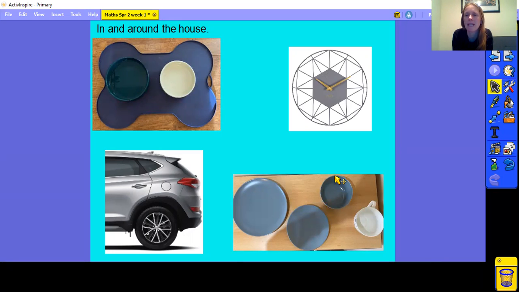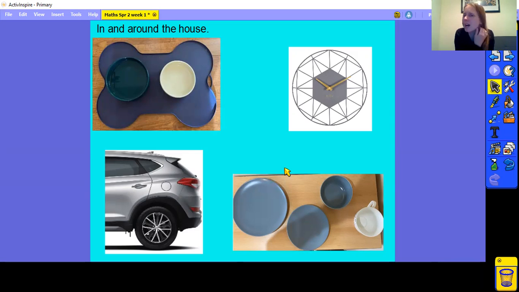The other two pictures are a little bit trickier. Did you spot the circles on the car? I wonder if you spotted the wheel. The wheel has one curved side that goes all the way around, and it's a circle shape. Well done if you spotted that. You might have seen the inside part as well. There is another circle. And what about the petrol flap? Here is the petrol flap, and that has one curved side, and that makes it a circle shape.